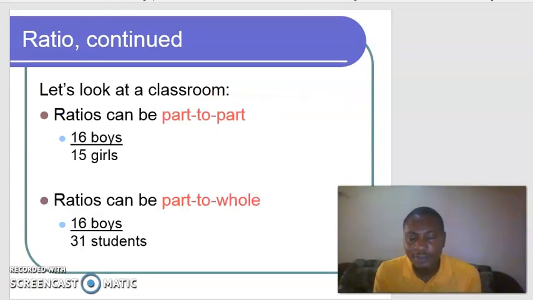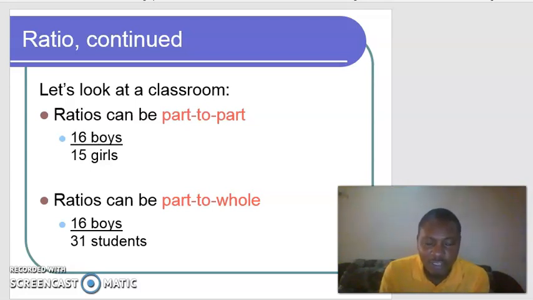Now let's look at the classroom again. So ratios can be part to part, comparing the boys to the girls. Ratios can also be part to whole, comparing the boys to the total number of students.